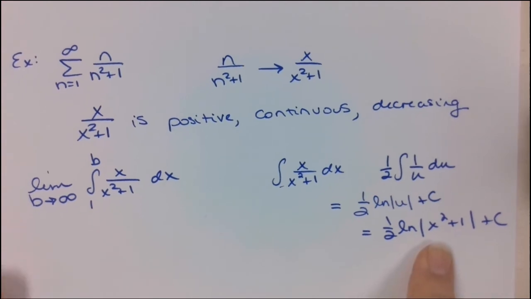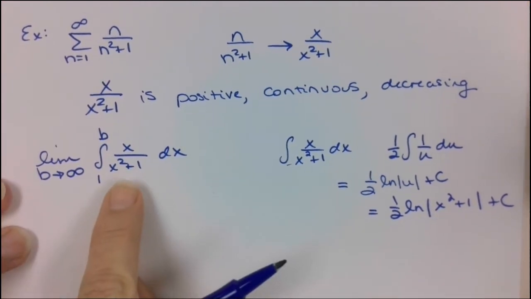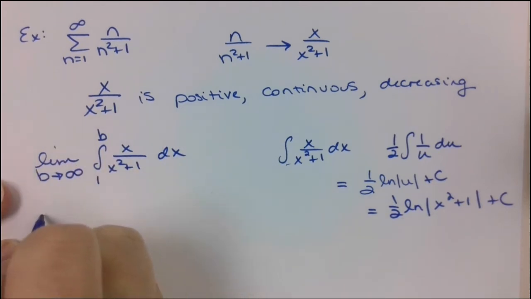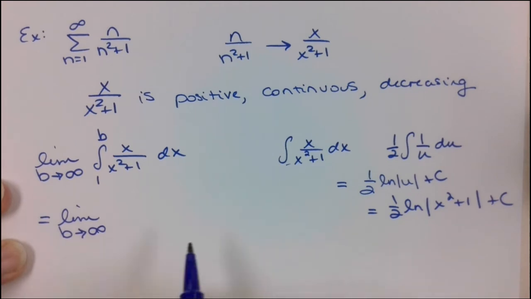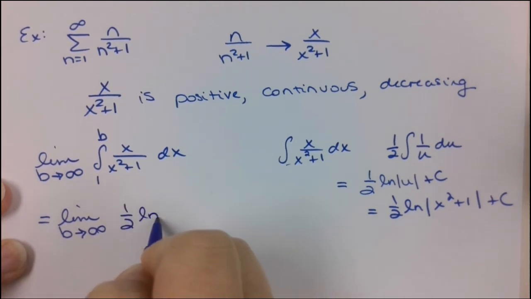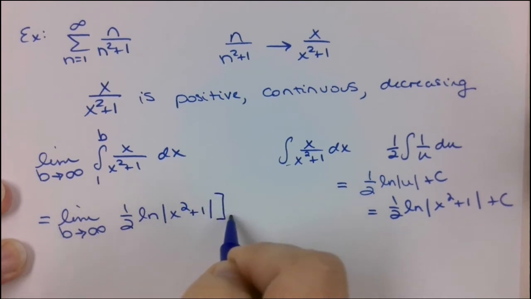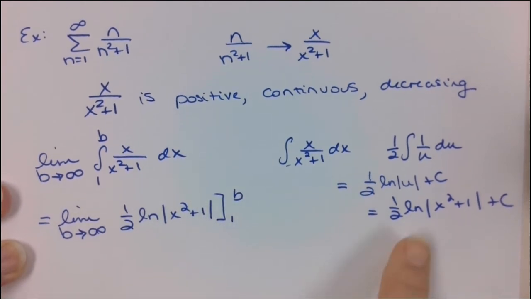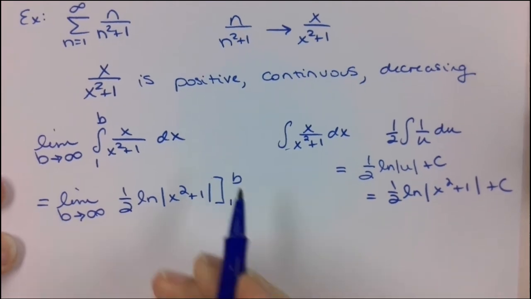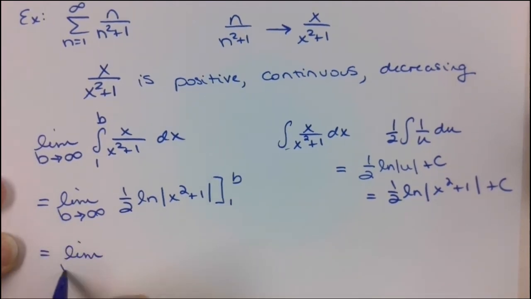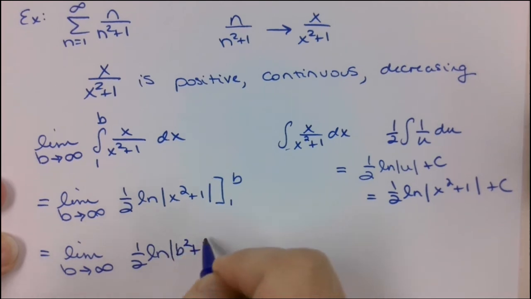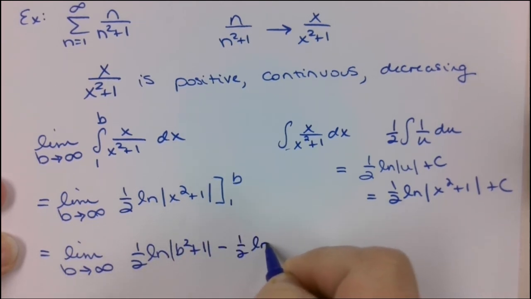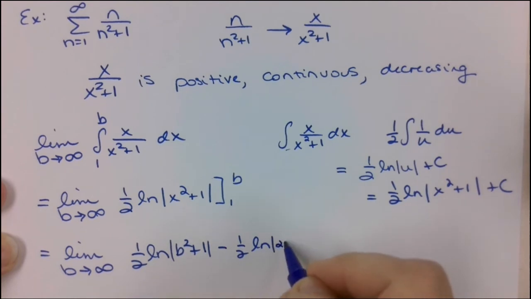Okay, so this is going to be my antiderivative. Now I'm going to go back to my improper integral. So this will be the limit as b goes to infinity of 1 half natural log of x squared plus 1 from 1 to b, using our antiderivative that we determined over here. And we're going to plug in 1 and b. So 1 half natural log of b squared plus 1 minus 1 half natural log of, if I plug in 1, we get 2.